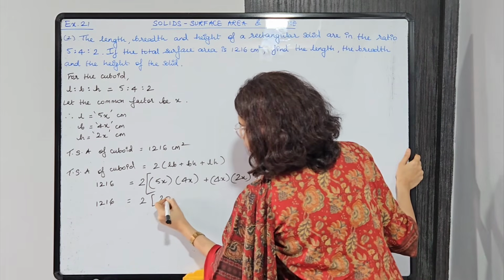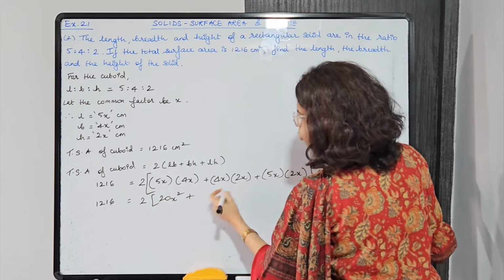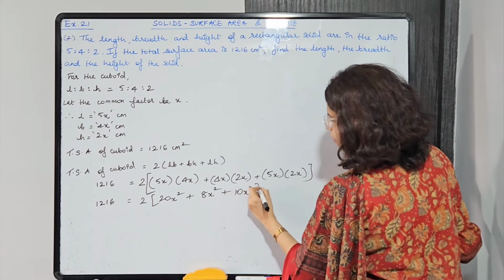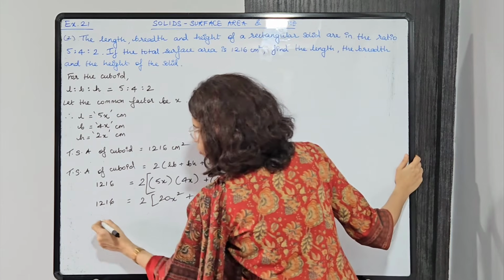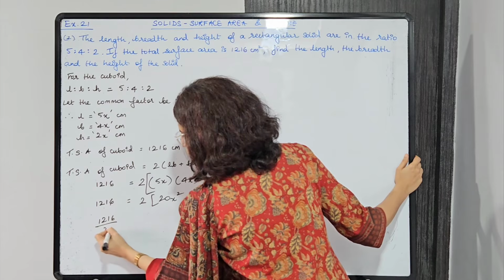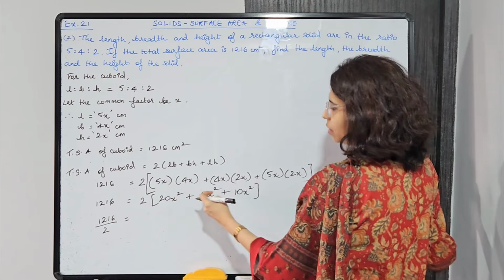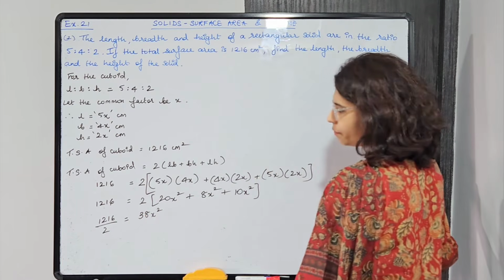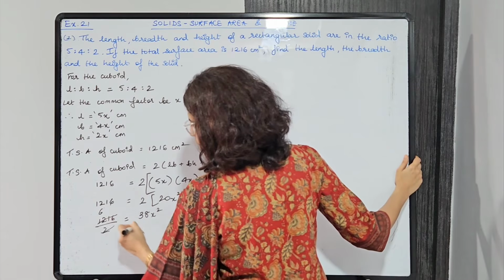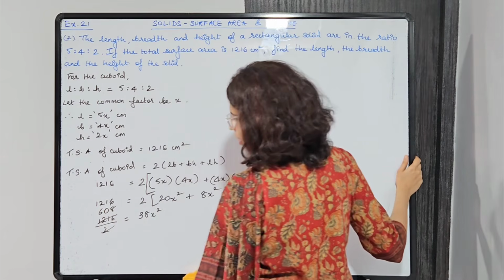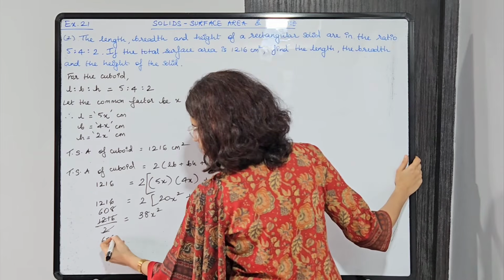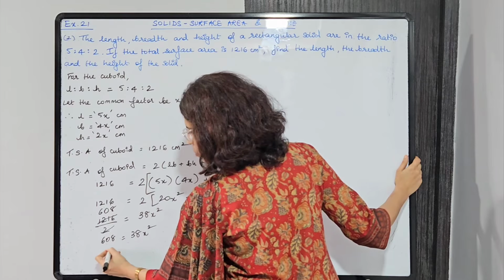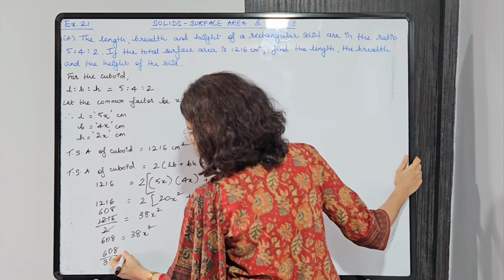So 5 4s are 20, x into x, x square. 4 2s are 8, x into x, x square. यहाँ पे 10 x square. 2 को शिफ्ट करते हैं. So 1216 divided by 2 is equal to 20 plus 8 plus 10, 38 हो जाएगा. 38 x square, right? 2 6 0 8, right? So 608 is equal to 38 x square. 38 को भी शिफ्ट करते हैं. So 608 by 38 is equal to x square.